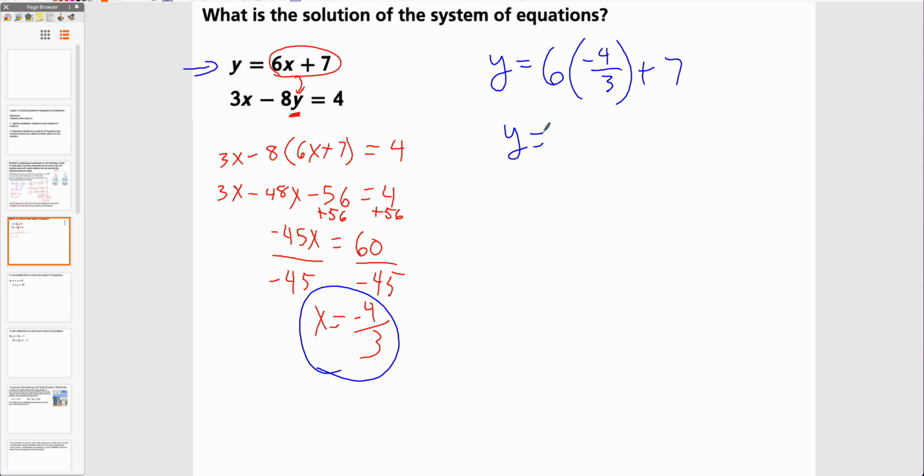So y equals, that'd be 24 over 3, which would be 8. Negative 8 plus 7, negative 1. Okay, so if we've got an x value and a y value, how do you think I should probably write my answer?